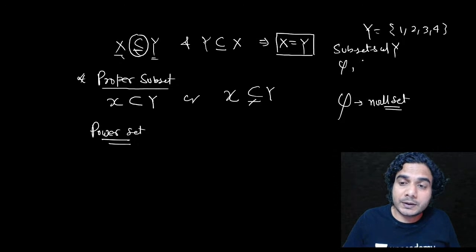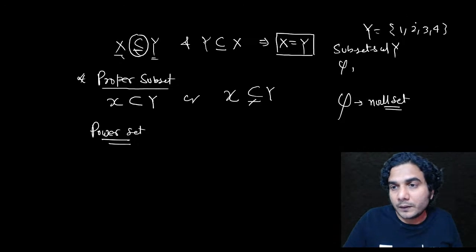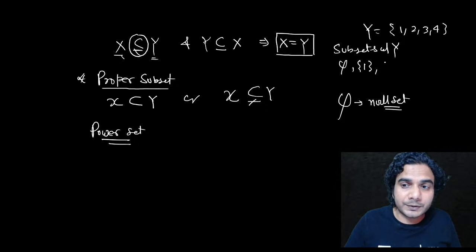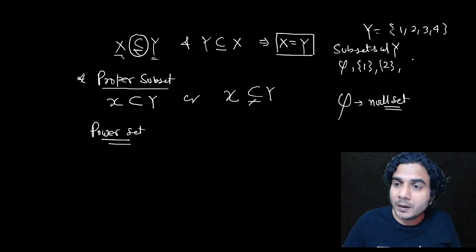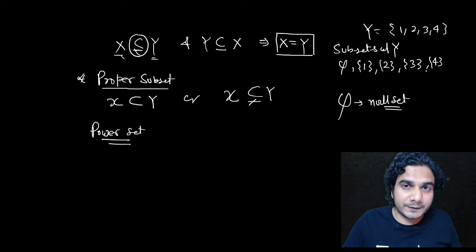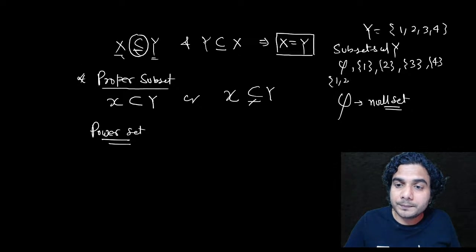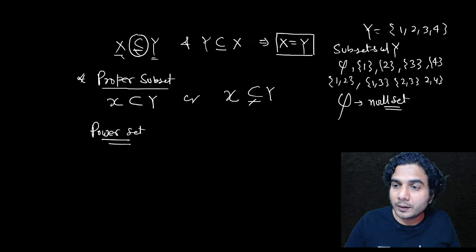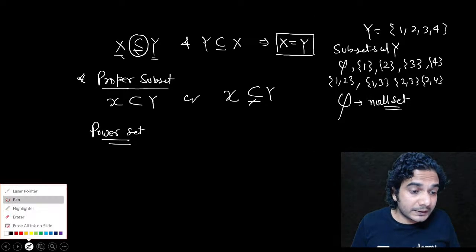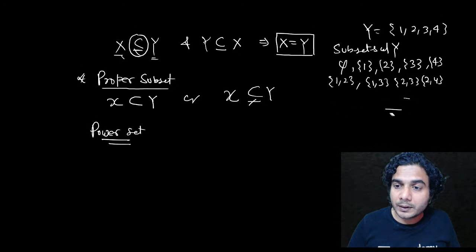Then you have subsets of one element. Now one element, you can take 1. So there is a one-element subset. You can take 2, so there is also one element. A subset with one element you call a singleton set. 3, or you can take 4. So you can make 4 singleton subsets of Y. Then you can make subsets having 2 elements: 1 and 2, and then 1 and 3, and then 2 and 3, and then 2 and 4, right? So these are subsets having exactly 2 elements.